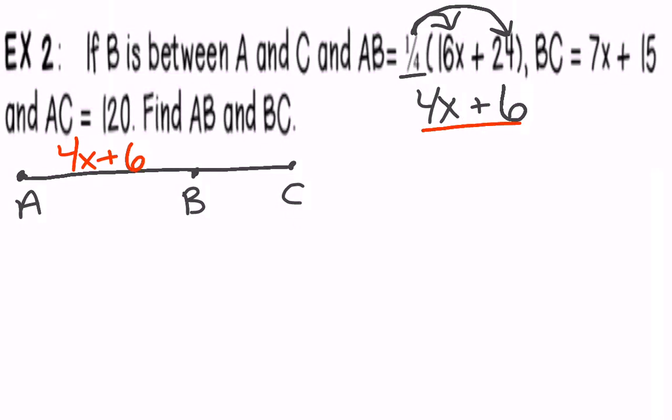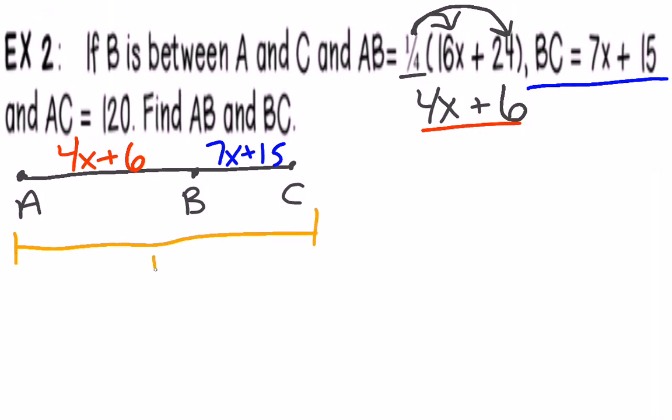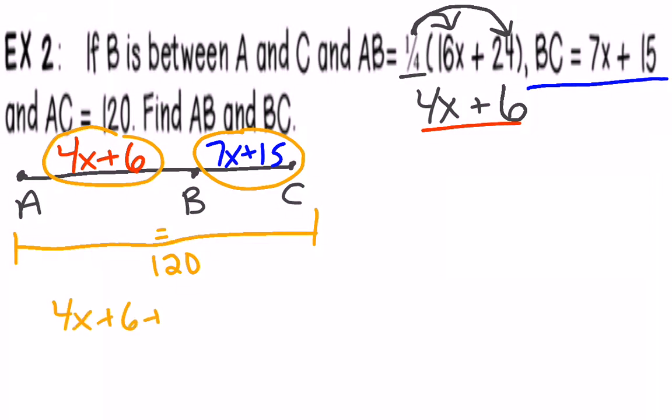And label BC with 7x plus 15. And they give me that AC in total is 120. So this one is going to be set up the same way. We have the part plus the part is going to equal the whole. But sometimes they might give it to you so that you're solving for one of the parts, actually. 4x plus 6 plus 7x plus 15 equals 120.